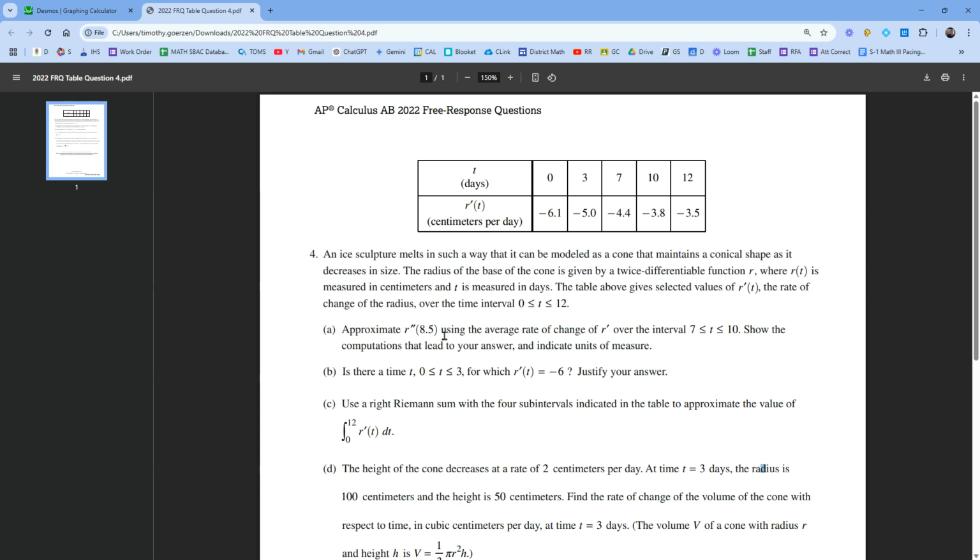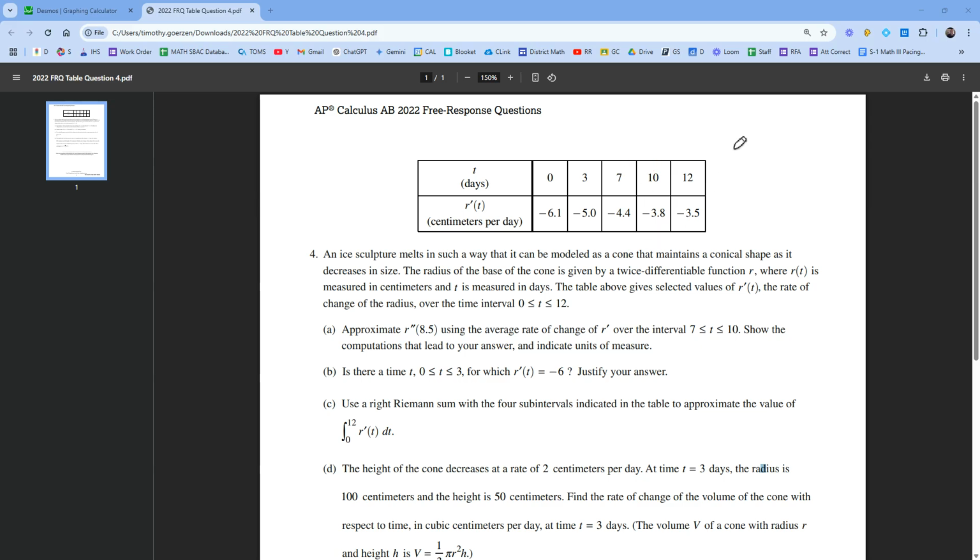So one of the things you're going to be asked is, can you do a derivative and can you integrate off a table? So how do you do a derivative off the table? And the answer is we need to do the slope formula. So for A, if I want to know the second derivative at 8.5, I need to see right here, 8.5 is in between what two numbers here? It's in between 7 and 10.